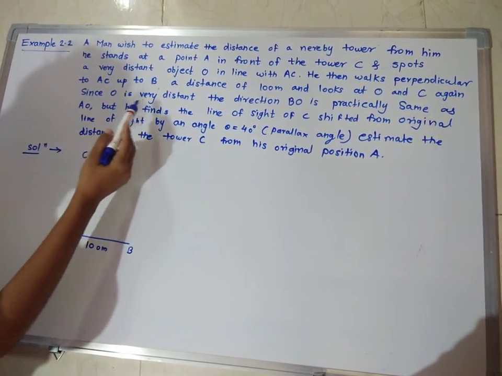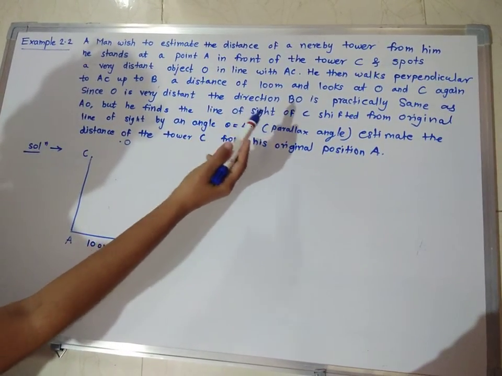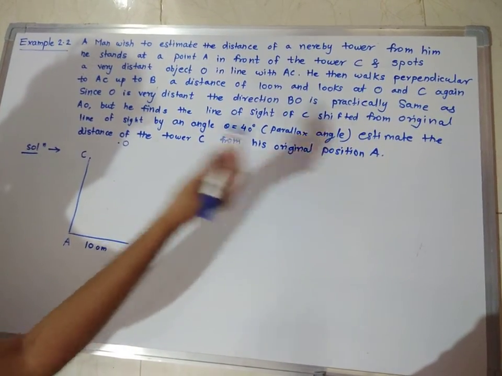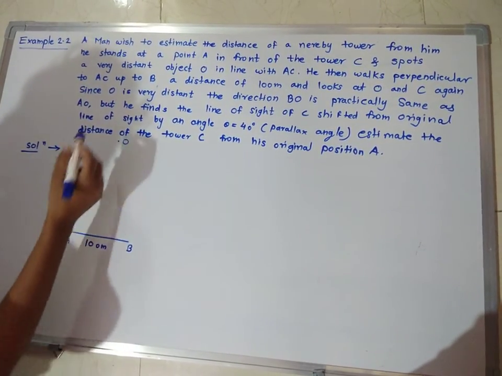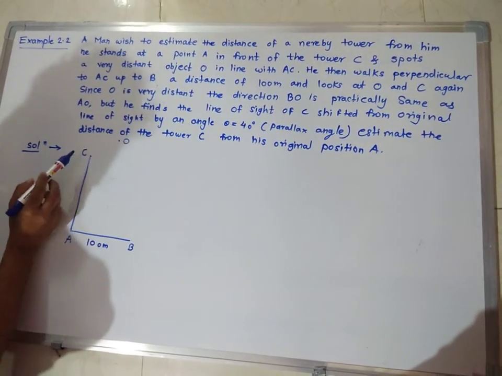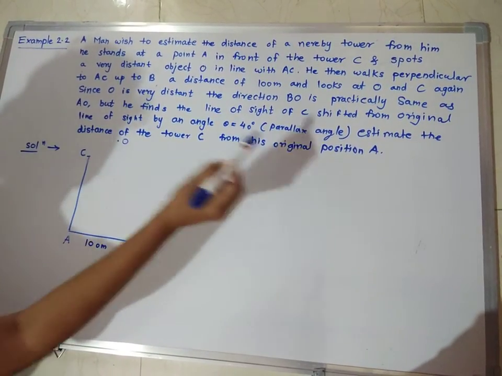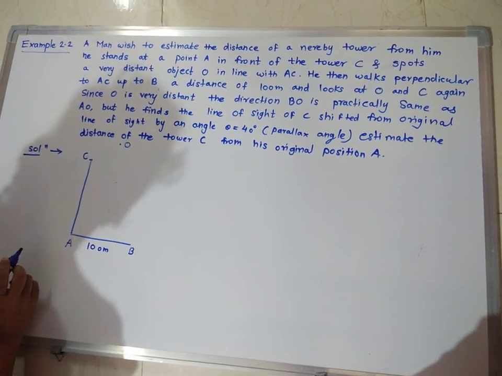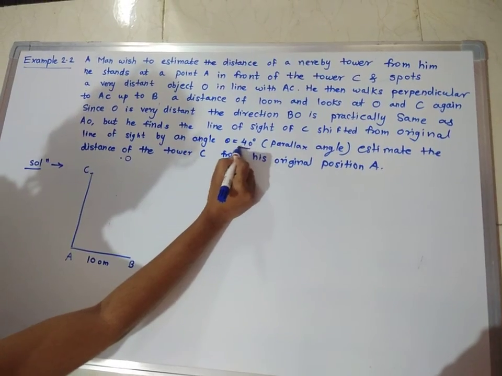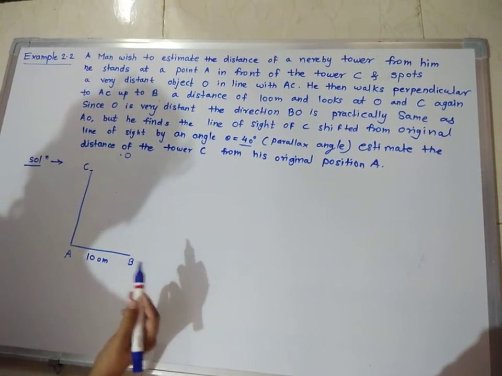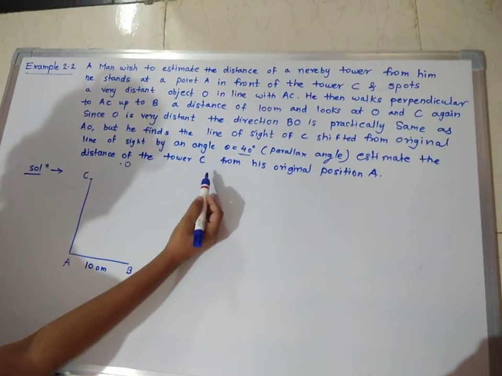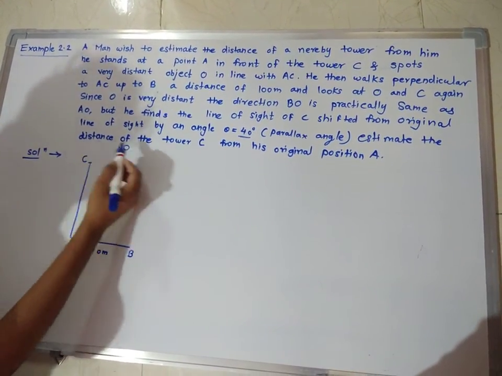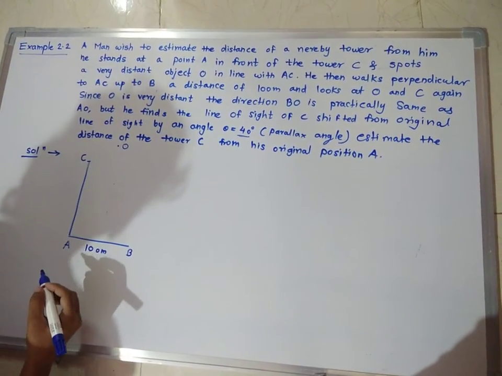Since O is very distant, the direction BO is practically the same as AO. But he finds that the line of sight of C has shifted from the original line of sight by an angle of 40 degree, and this 40 degree is nothing but the parallax angle. Estimate the distance of tower C from its original position. We have to find out the distance of tower C from its original position.